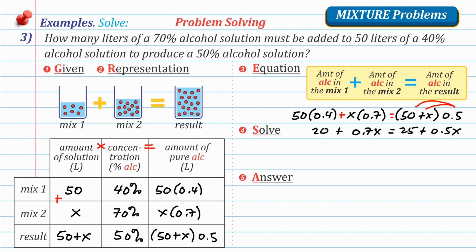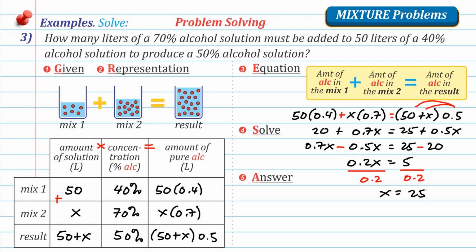We want all variables to the left. So we have 0.7x transpose 0.5x. So this will become minus 0.5x equals 25 stays here, same sign. Transpose 20. This will now become reverse, 20 minus 20. On the right side, we have 5, and on the left side, we have 0.2x. Dividing both sides by 0.2, we have x is equal to 25.